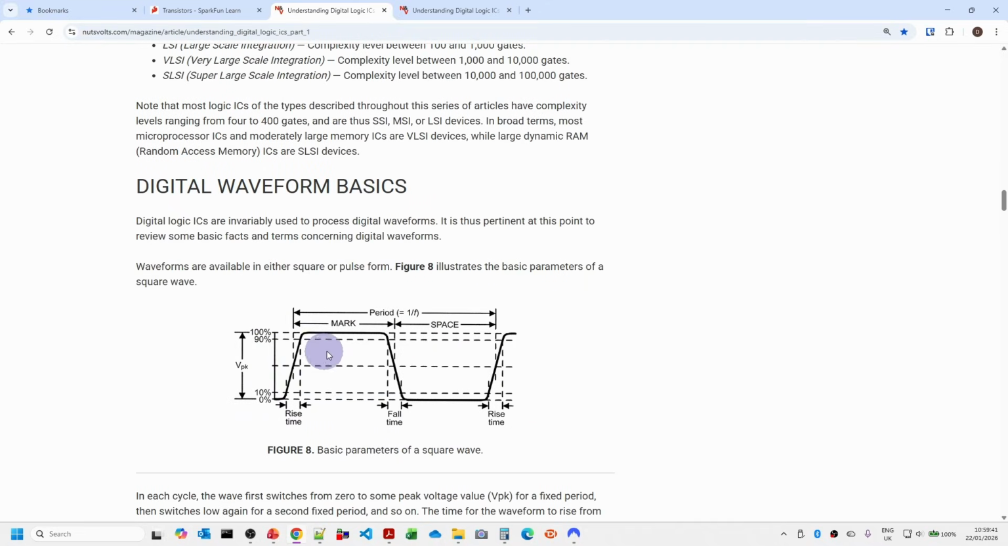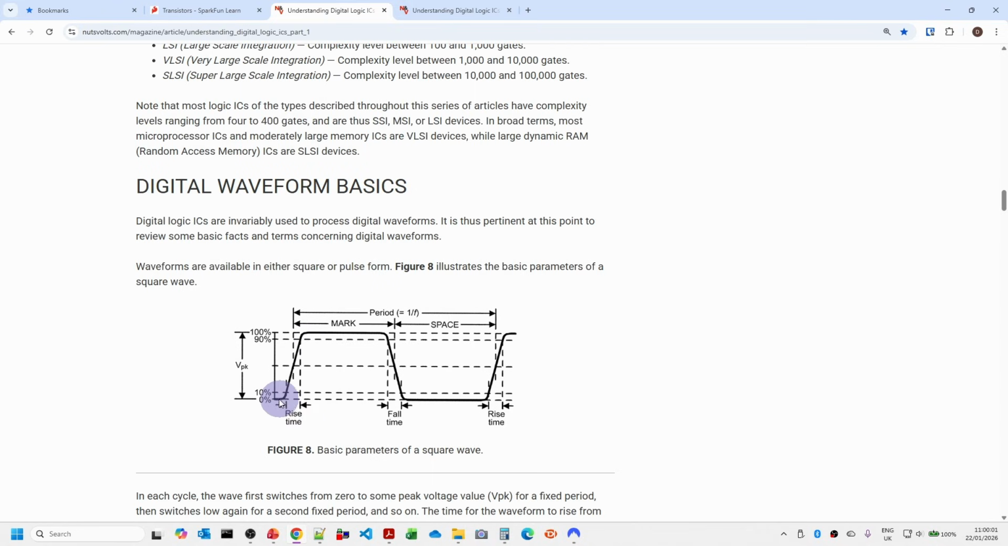It also introduces a concept of digital signals. So we tend to talk about the duty cycle, which is the difference between the mark and the space. So the mark is where it's high, the space is where it's low, and the duty cycle is normally the percentage between these two. And also the concept of rise time and fall time.